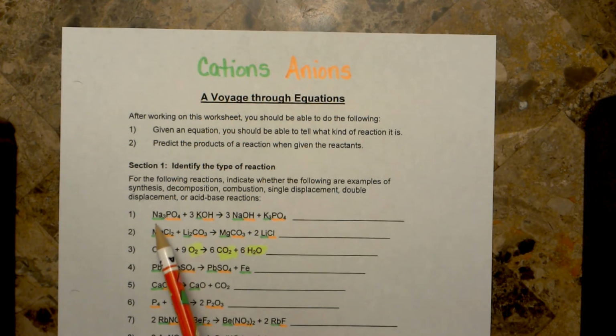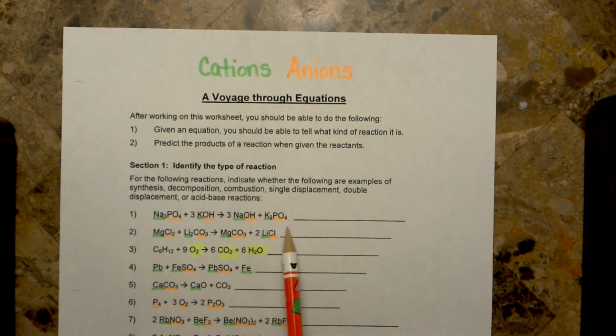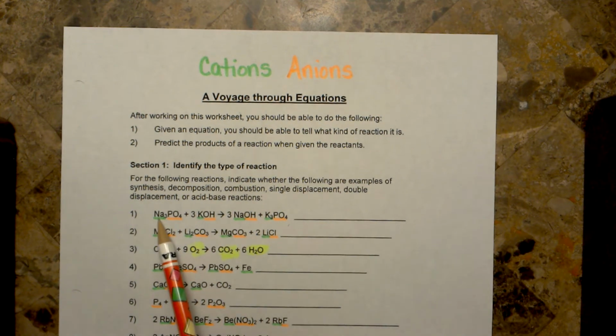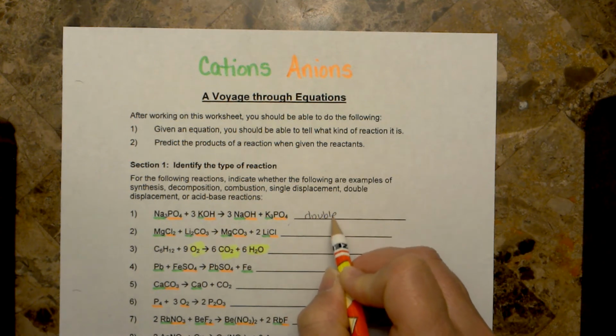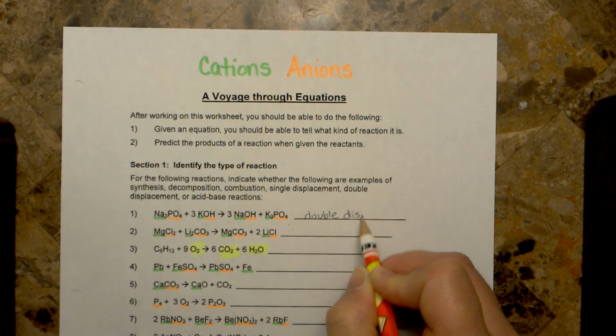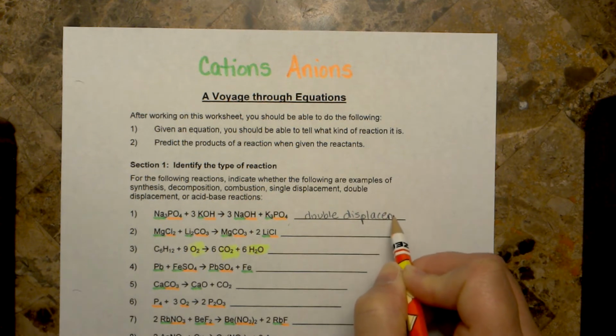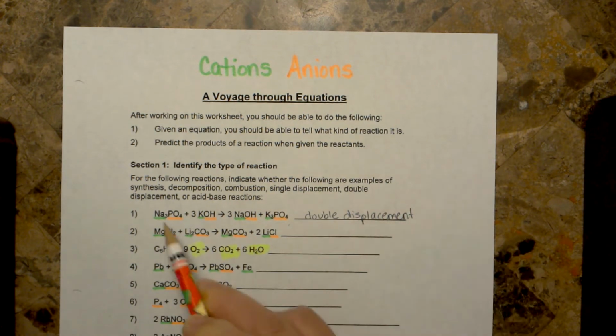So you can tell that there's a green and orange partner and a green and orange partner, and in the end they switched partners. So the sodium used to be partnered with phosphate, but now the sodium is partnered with hydroxide. So this is a double displacement or replacement reaction. It's called either one because they switched partners.